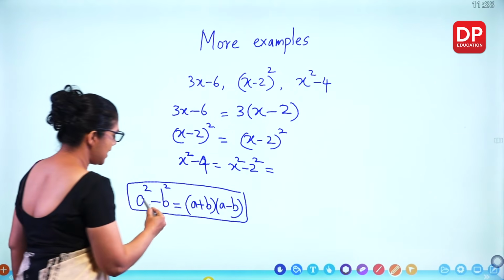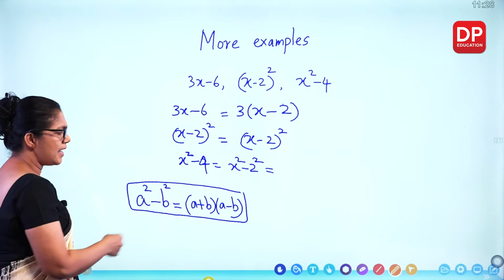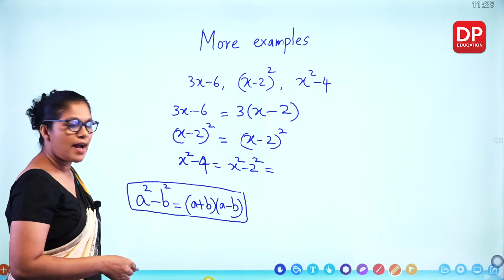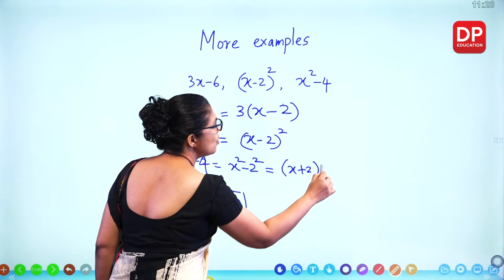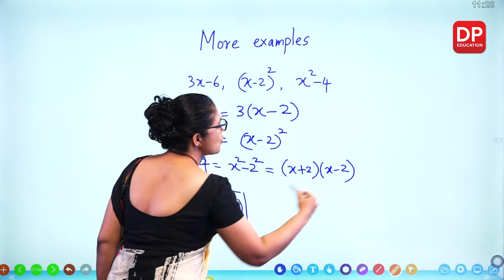Now I can see this is like A and B. You can straight away write down the factors. So what are the factors? X plus 2, x minus 2.